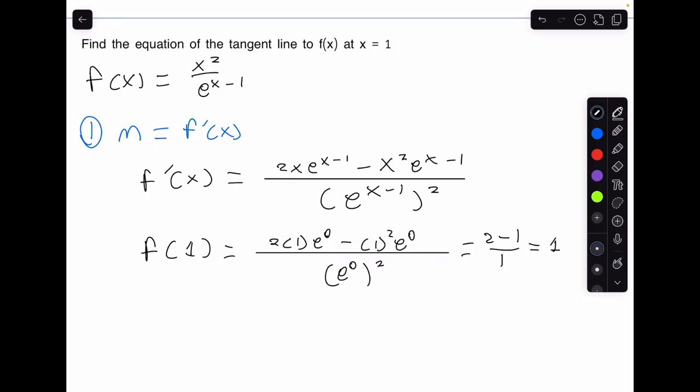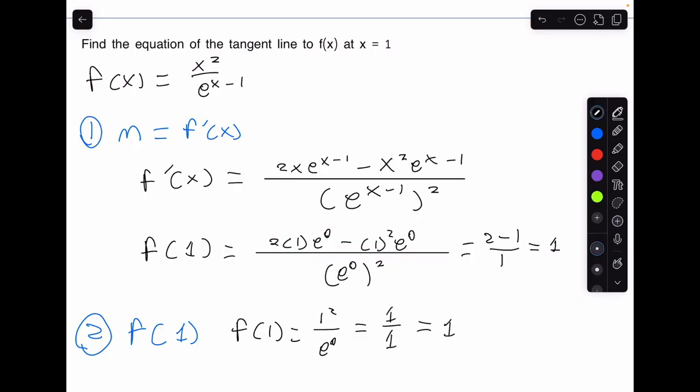Now that we have the slope, we can move on to the easy part and finish this equation. Step 2 is to find f of 1, and this gives us our y value for the equation. So f of 1 is just 1 squared over e to the x minus 1, which we know is e to the 0 here. So this is just 1 over 1 again, giving us 1. At this point, we have found everything we need for the equation of the tangent line. Now we just have to put it together.